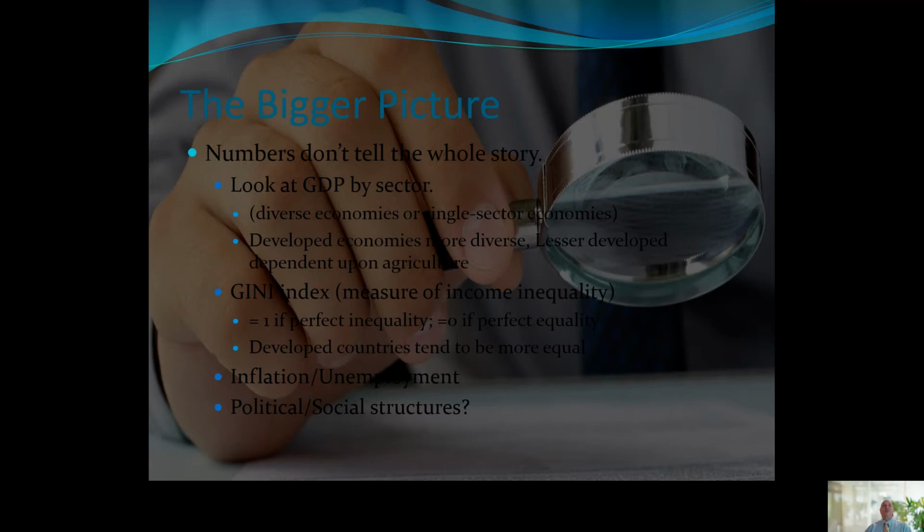For example, the United States, Canada, many of the European countries might have Gini indexes that actually are less than 0.4 or 0.3. And many of the developing countries of the world tend to have Gini indexes in the 0.6 range. So that would mean there's a lot of inequality in their income distribution.